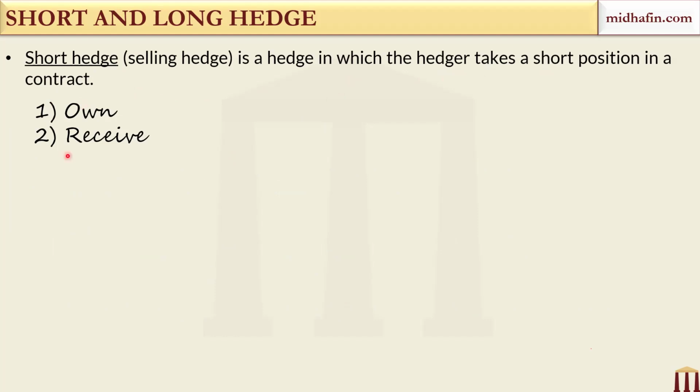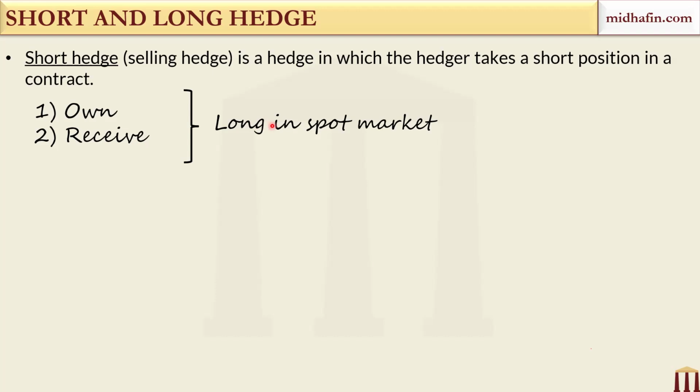So when the hedger owns the asset or the hedger is about to receive the asset, we say that the hedger is long in the spot or cash market. So own is very clear. Of course, it will be long in the spot market because it owns the asset. Even if it is about to receive the asset after some time, then it is long in the spot market.